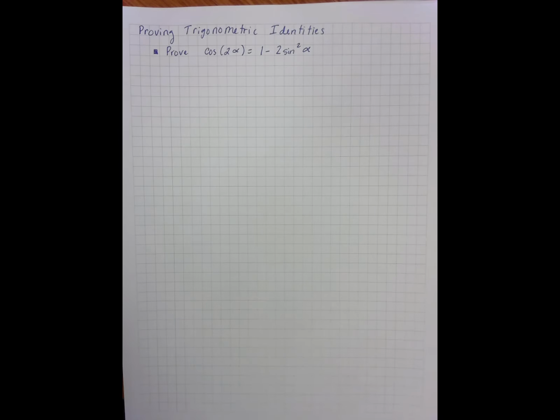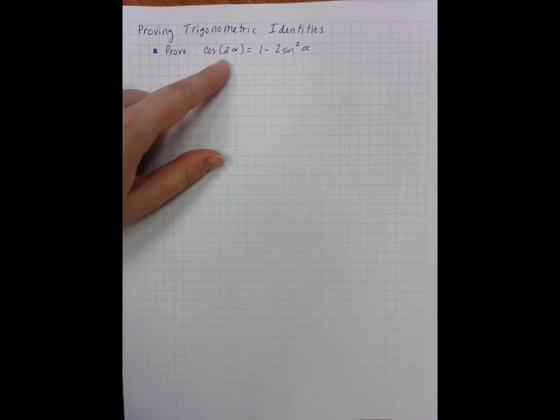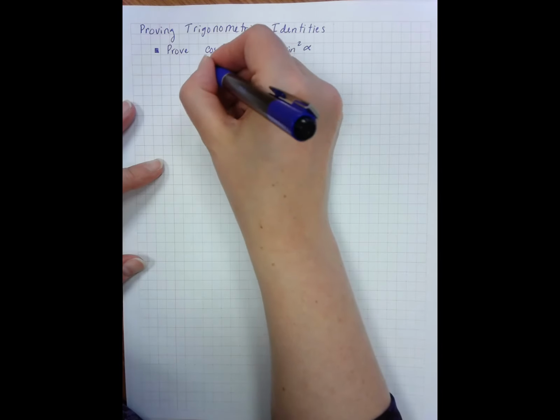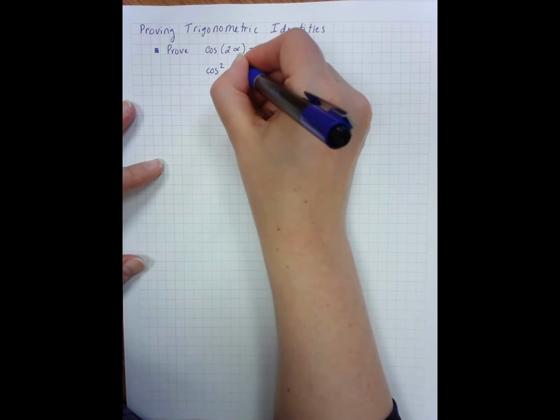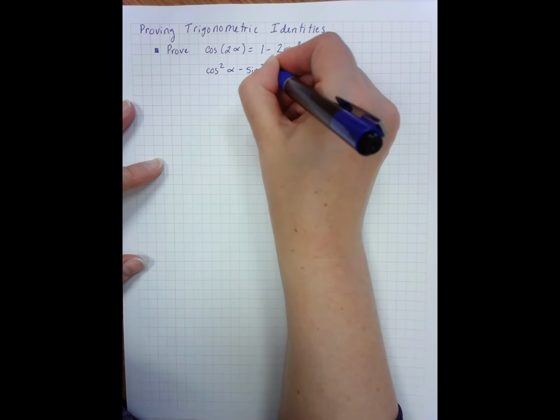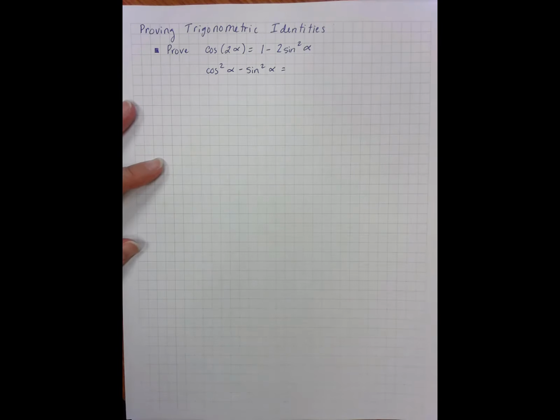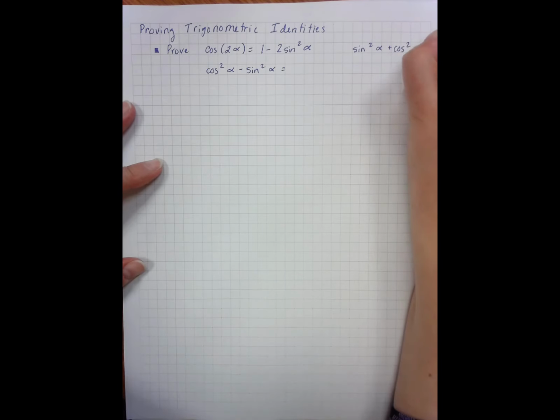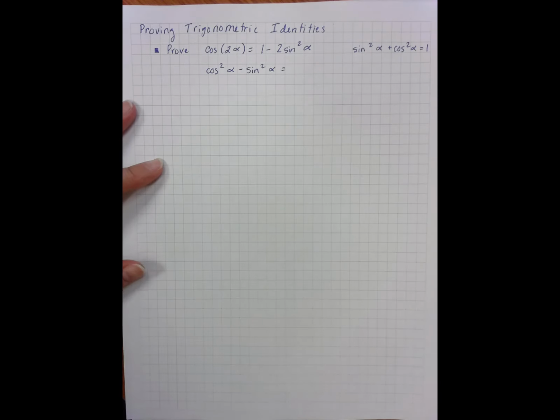So what I'm going to do here is say, well, I have an identity for a double angle for 2 alpha. So I'm going to rewrite cosine 2 alpha as cosine squared alpha minus sine squared alpha. And then I actually know a relationship between cosine squareds and sine squareds. So I'm just going to remind myself that that is the Pythagorean theorem identity, sine squared alpha plus cosine squared alpha equals 1.